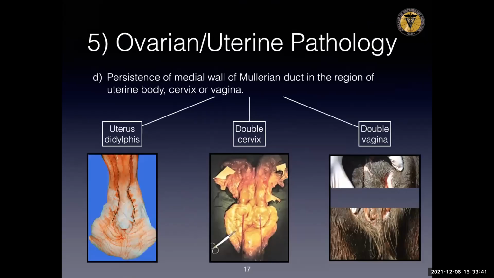And next, we have uterine pathologies, which could be any of these three. We have the uterus didelphys. We have two uterus.